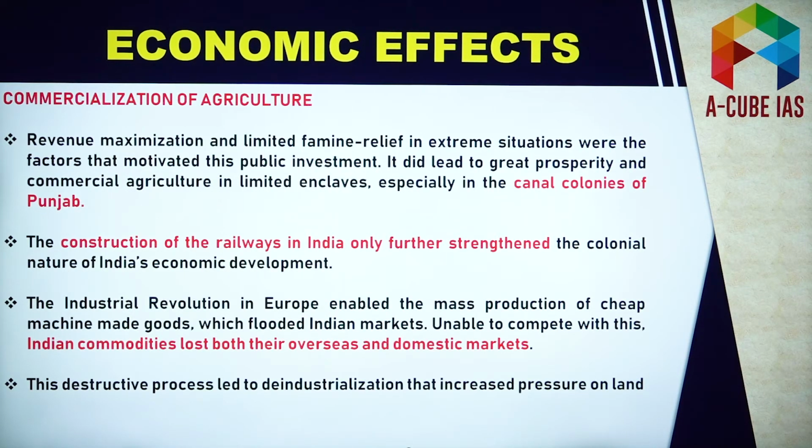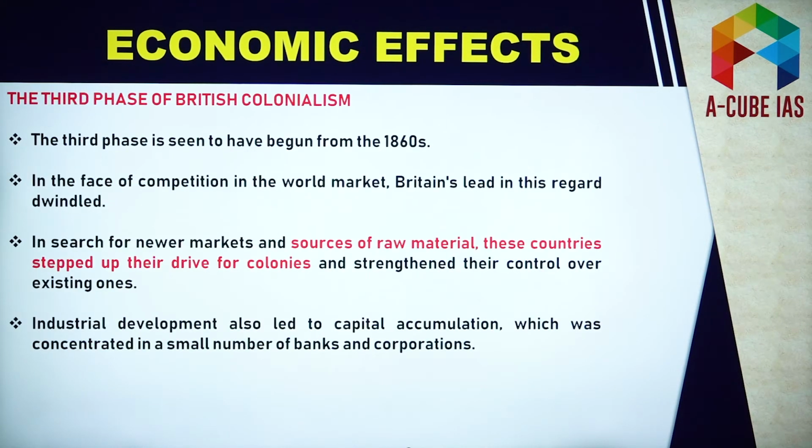And here I would like to highlight the construction of railways. Now, this construction of railways further strengthened the colonial nature of India's economic development. So, the Industrial Revolution in Europe enabled the mass production of cheap machine-made goods which flooded Indian markets. Now let's try to know about the third phase of British colonialism.